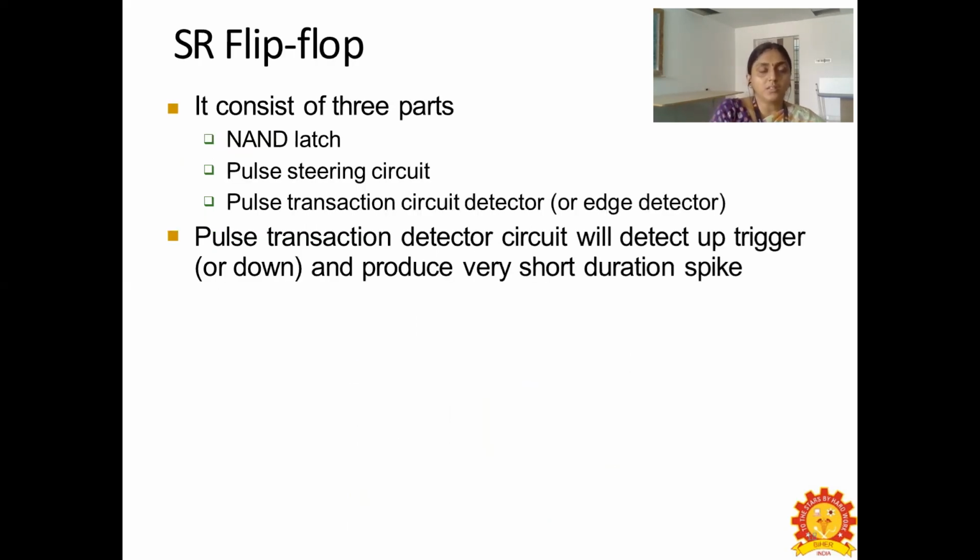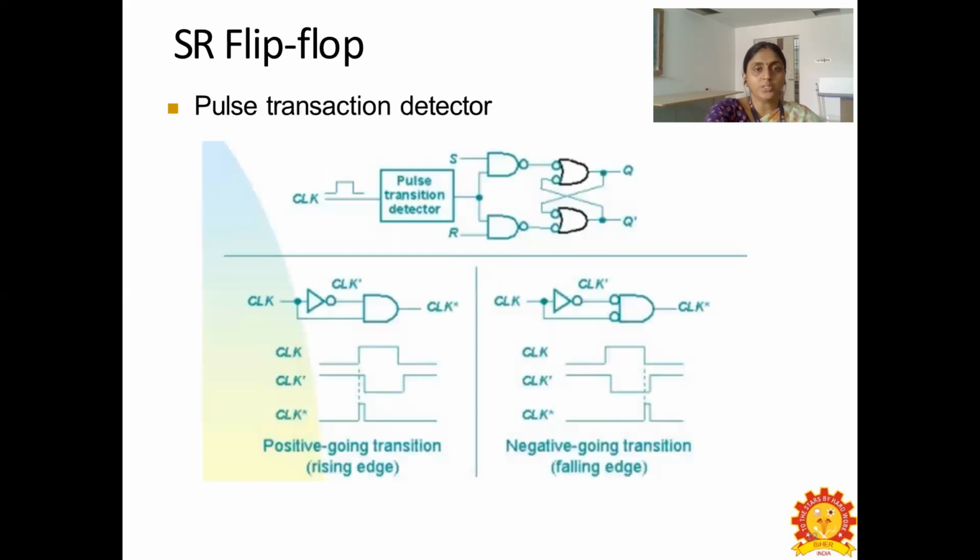Now we will see the three parts in the SR flip-flop. There is the NAND latch, the pulse steering circuit, and the pulse transition detector or edge detector. The pulse transition detector circuit will detect the up trigger and down trigger and produce a very short spike duration. And here is a pulse transition detector, where it can detect the clock pulses which are sent as the input for the flip-flop.